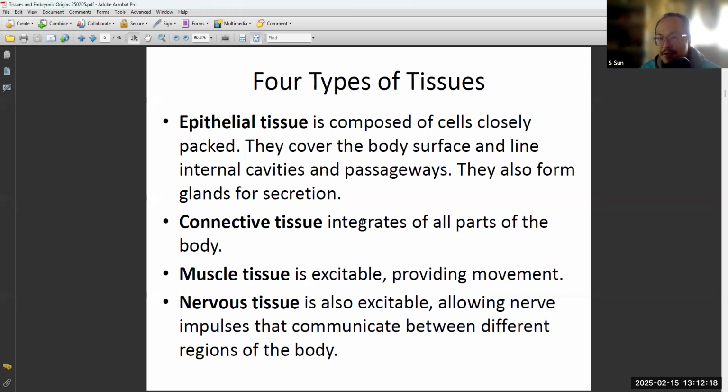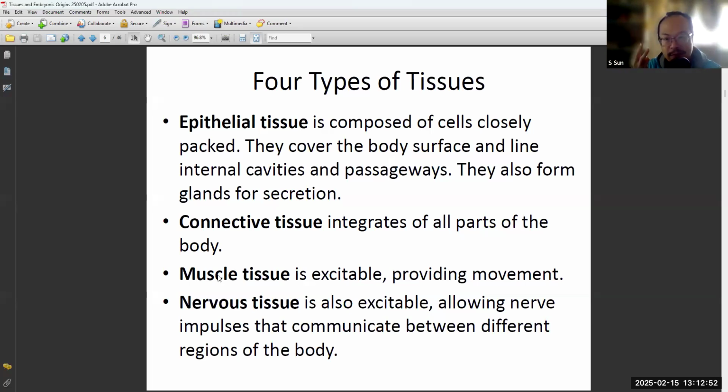Connective tissue is different. When you look at it under the microscope, you will see that cells are distributed separately, sparsely distributed, so they are not packed together. The thing that holds them in their space is the matrix. This environment holds them in their position. So that's a feature.